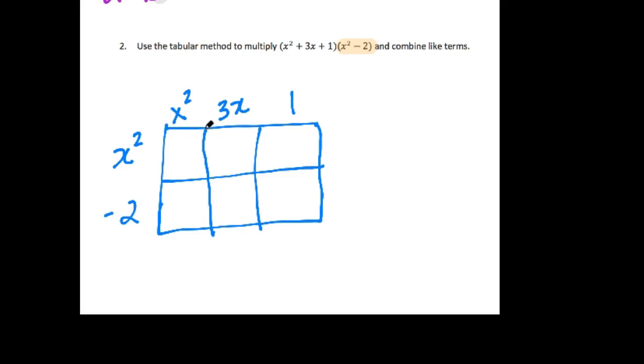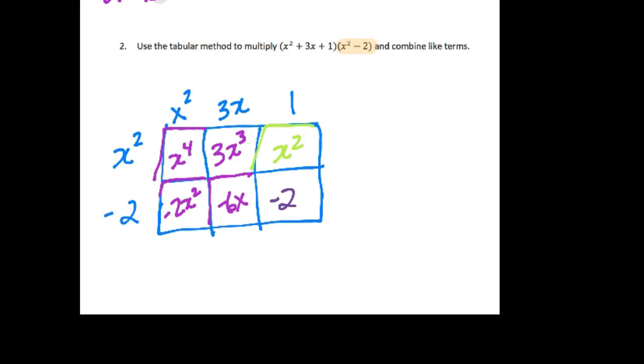x squared times x squared is x to the fourth. x squared times negative 2 is negative 2x squared. 3x times x squared is 3x cubed. 3x times negative 2 is negative 6x. 1 times x squared is x squared. And 1 times negative 2 is negative 2.